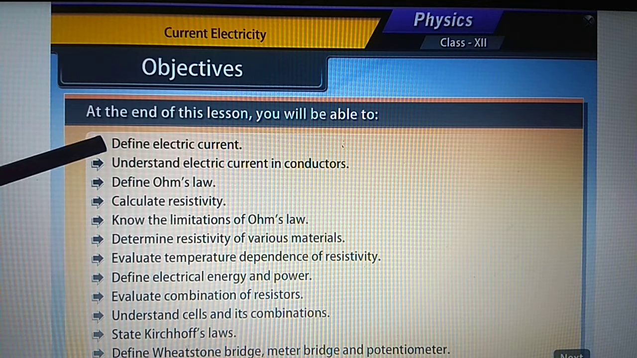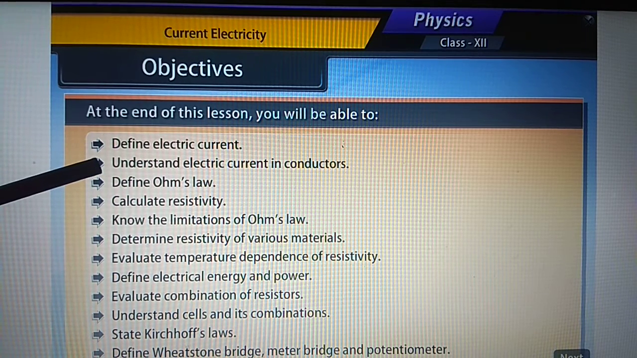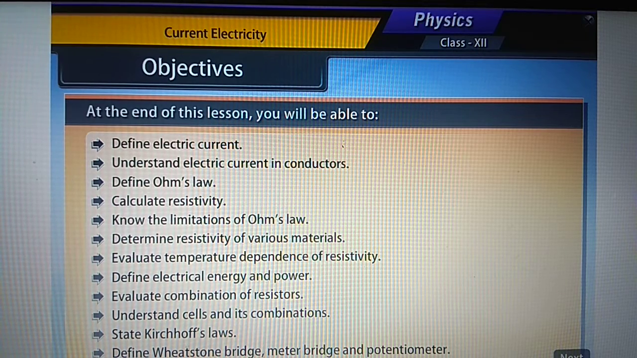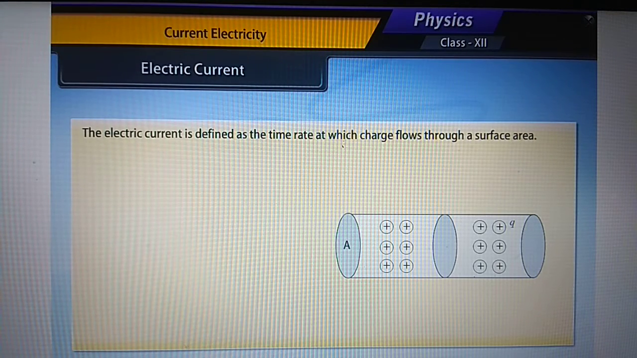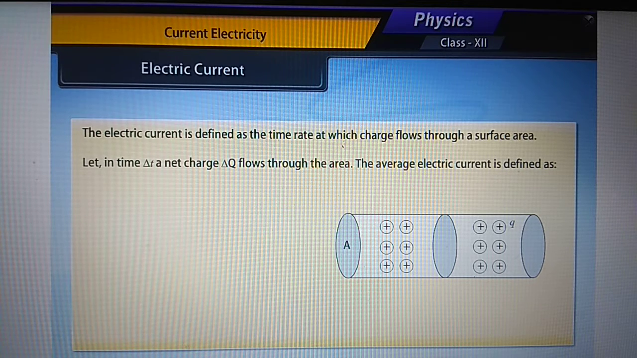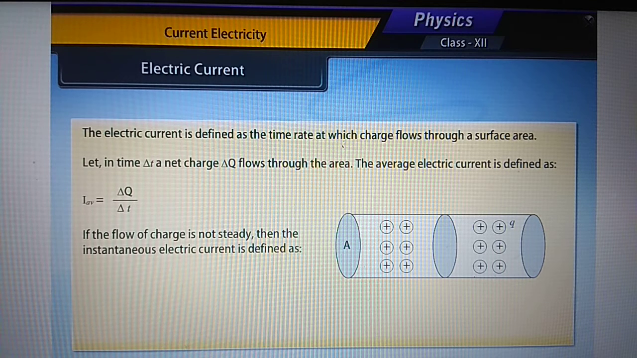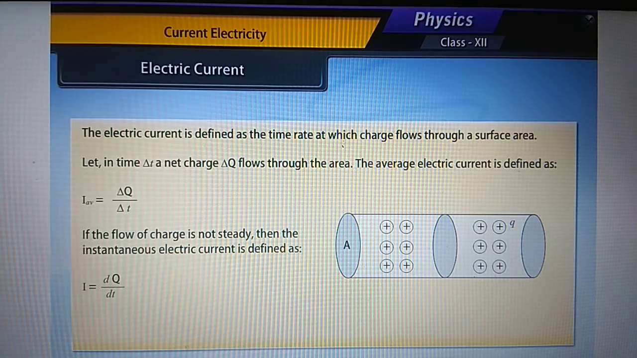For today's session, I am going to take define electric current and understand electric current in conductors. Electric current. The electric current is defined as the time rate at which charge flows through a surface area. Let in time delta t, a net charge delta q flow through the area. The average electric current is given by delta q upon delta t. If the flow of charge is not steady, then the instantaneous electric current is given by dq upon dt.